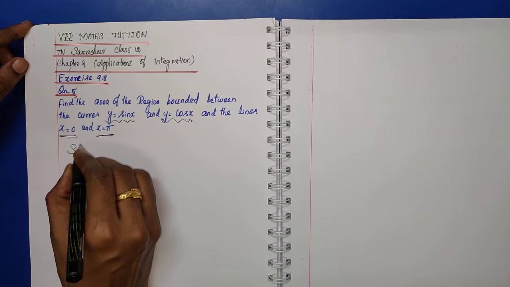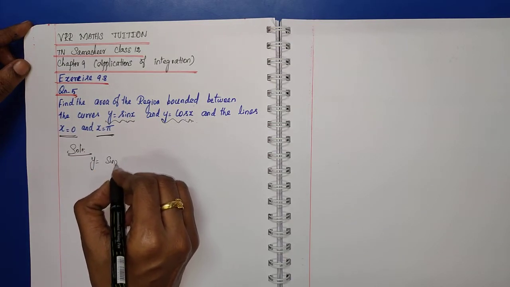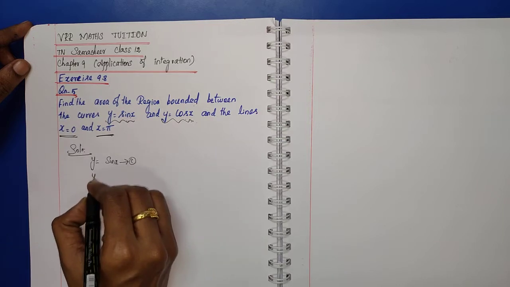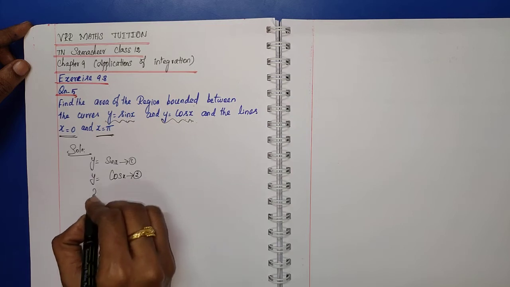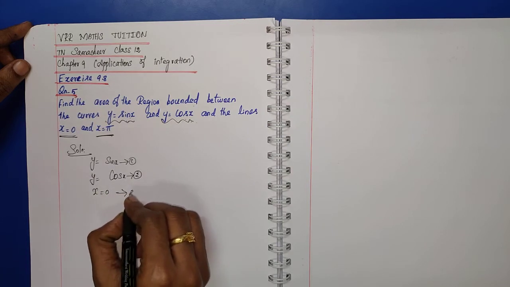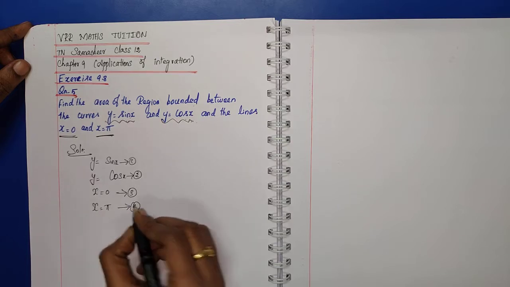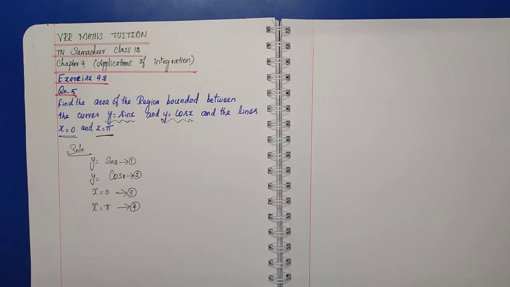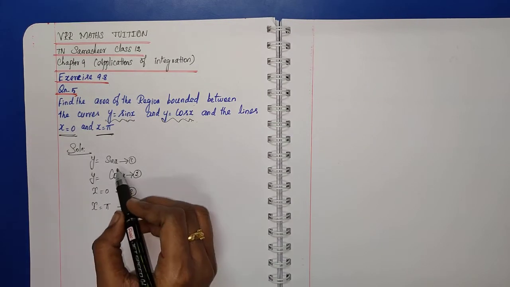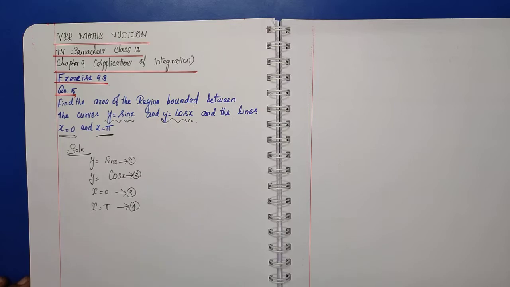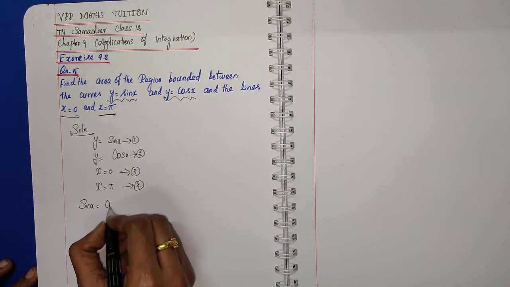Solution. The given informations are y is equal to sin x, number 1; y is equal to cos x, number 2; x is equal to 0, number 3; x is equal to pi, number 4. So number 1 and number 2, left sides are same, therefore right sides are equal. Sin x is equal to cos x.